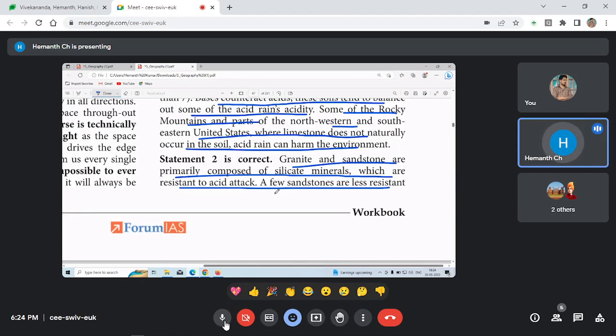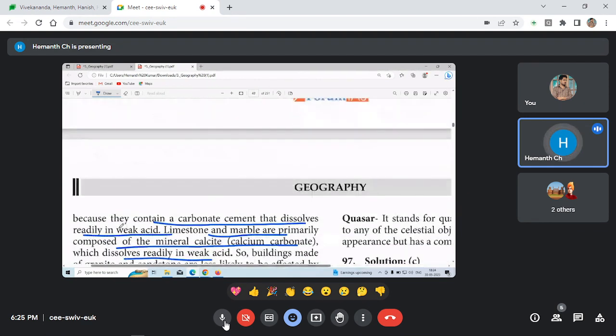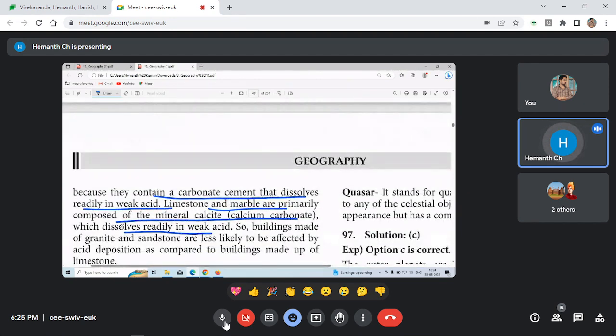Granite and sandstone are primarily composed of silicate minerals, which are resistant to acid attack. A few sandstones are less resistant because they contain carbonate cement, which readily dissolves in a weak acid. Limestones and carbonates are primarily composed of the mineral calcite, which dissolves readily in weak acid. So buildings made of calcium carbonate, limestone, and some sandstone are more likely to be affected by acidic deposition.